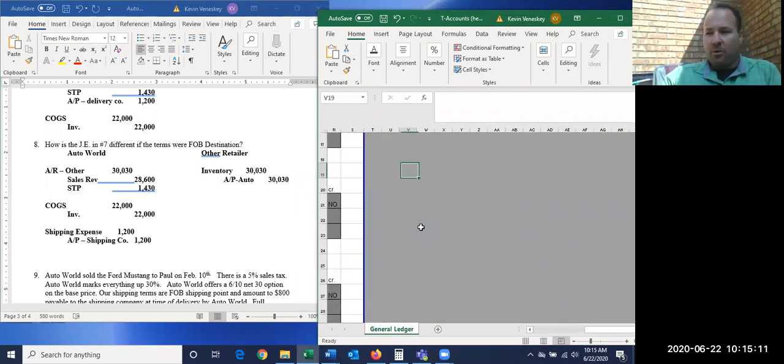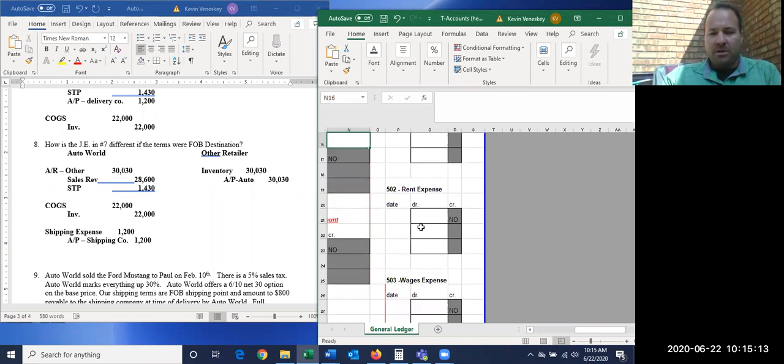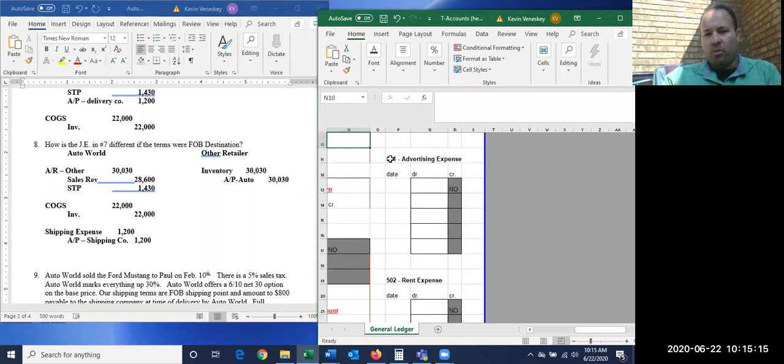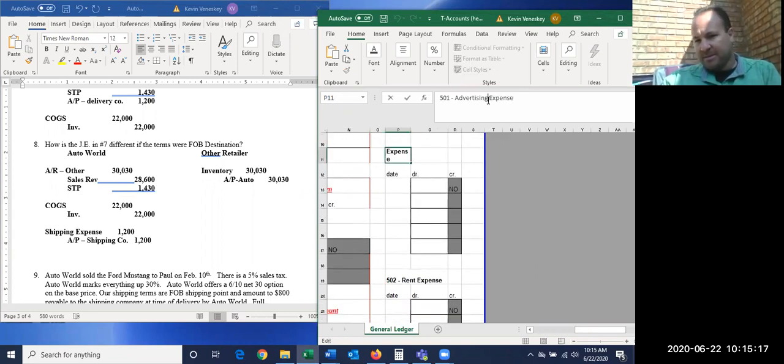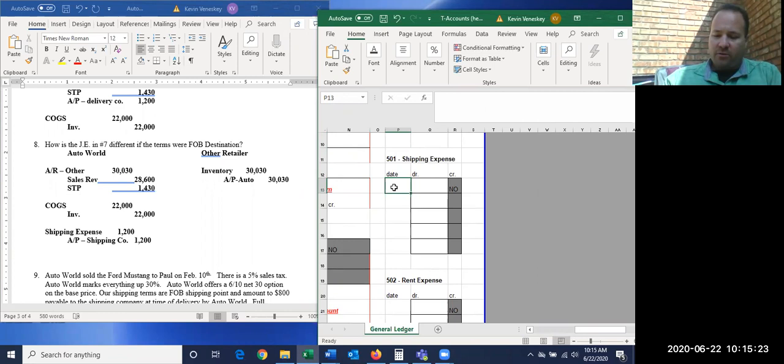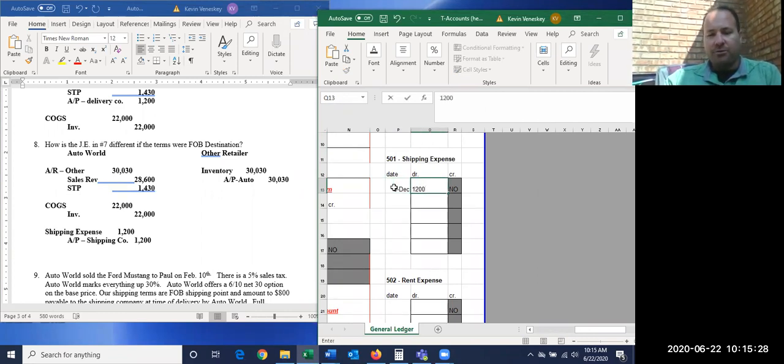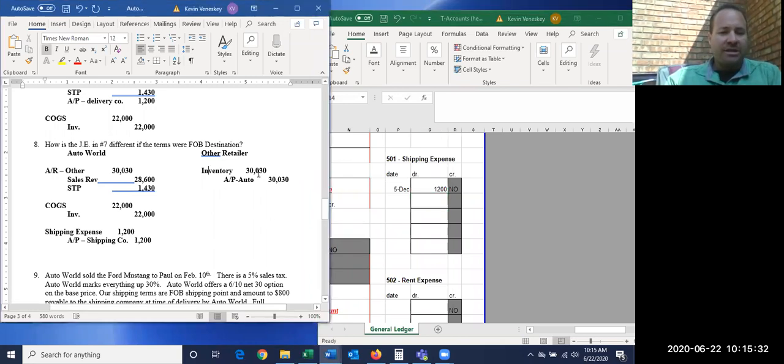But now we come over to my expense, and we'll call this shipping expense, for $1,200. And you can see the cost of the other retailer is back to where it originally was in number 5, because they don't know about the shipping. It's not their cost.